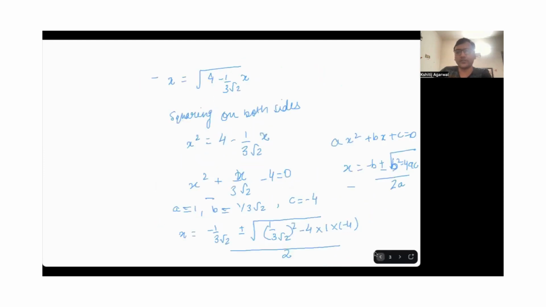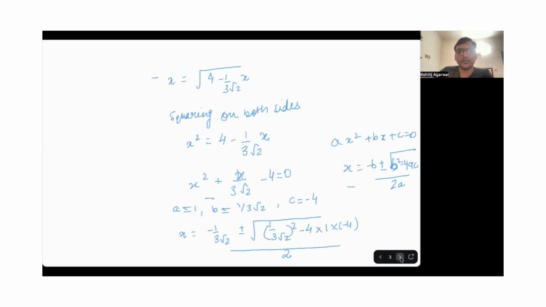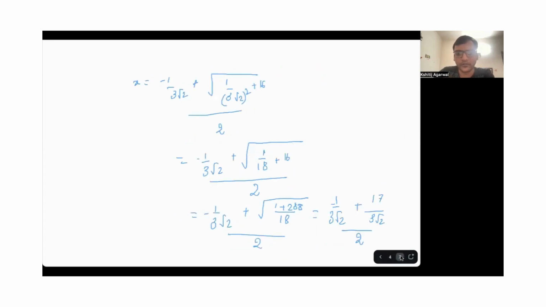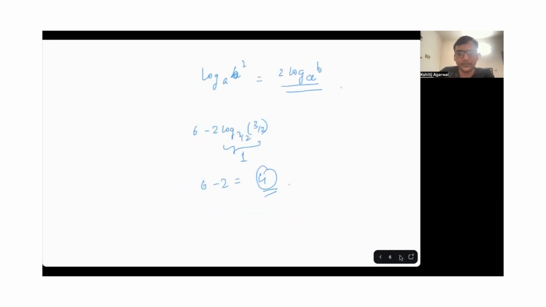The only tricky part was solving the infinite term, which we did easily. If we observe that if we remove a drop from the ocean, the ocean remains. So it becomes x is 4 minus 1 upon 3 root 2x, and squaring on both sides. I have done this on this page only. So we did simple quadratic solving, and then we solved for the zeros, we got the x, we put back the x, and we got the answer.